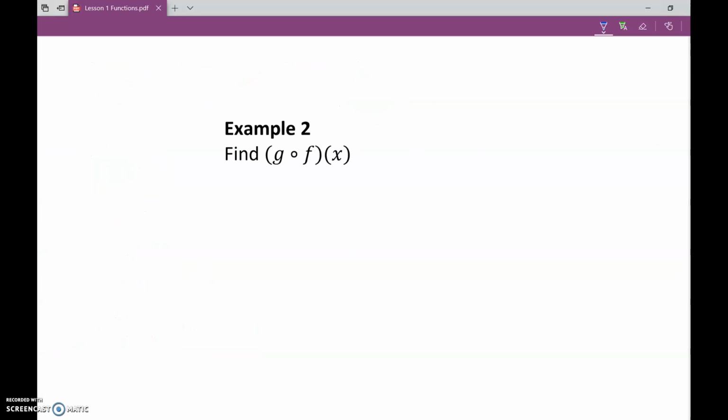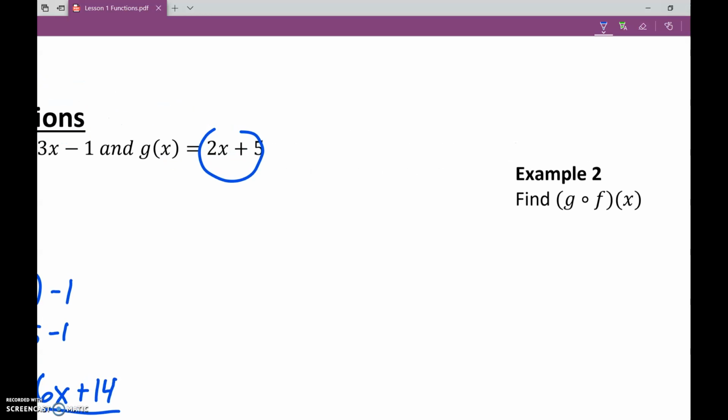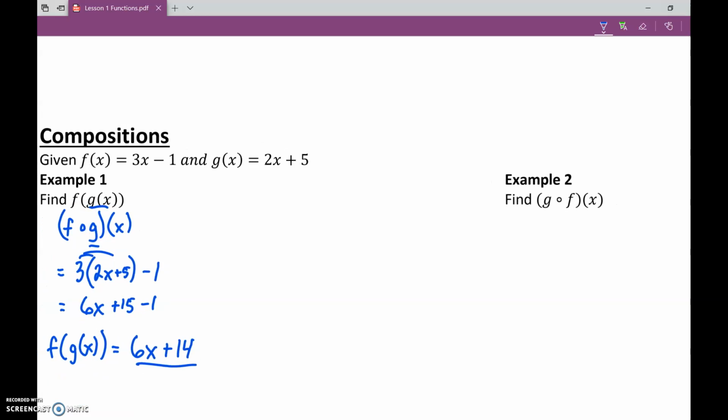Okay, try one more of those. Again, I'm using the same functions. Okay, so open circle, we got a composition. Remember, another way to write this would be composition of g with f. So now I'm taking the f function, and I'm going to my g function. Wherever I see an x, I'm replacing that x with 3x minus 1.